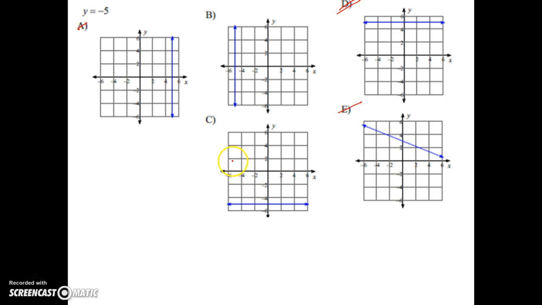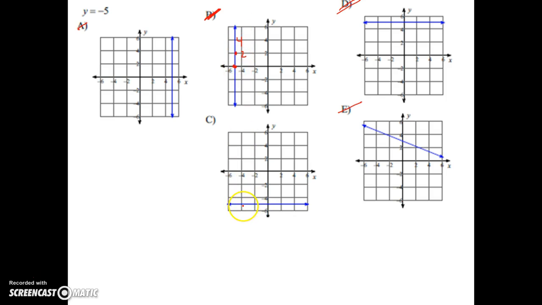So let's go ahead and check our y values. Okay, cool. So right here, y is equal to 0. What is y equal to here? It's equal to 2. And over here it's equal to 4. Well then, this definitely is not our line because y is not always equal to -5. It's only equal to -5 here, and then it starts to change.